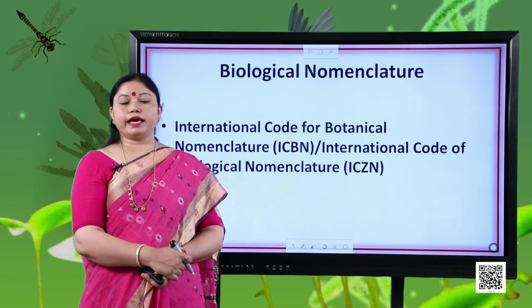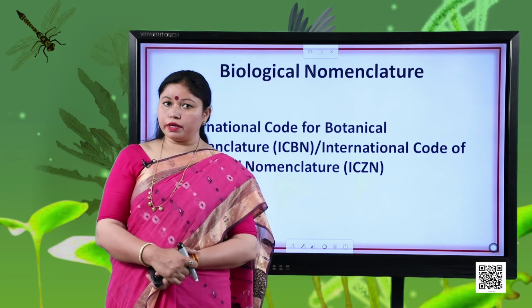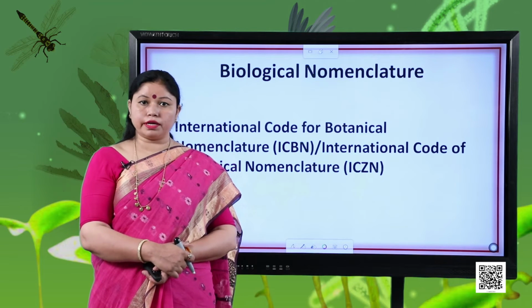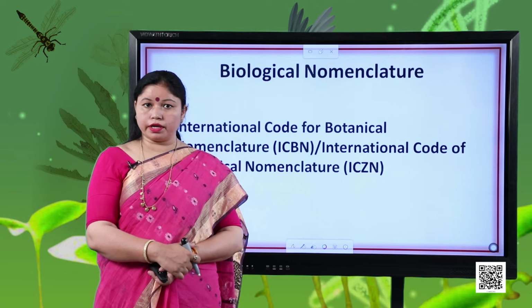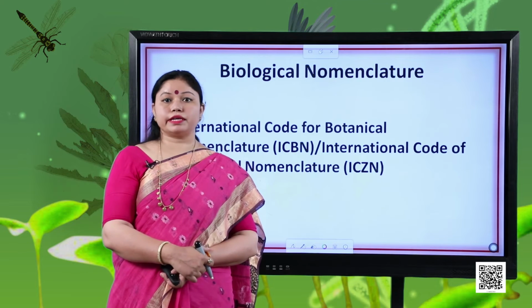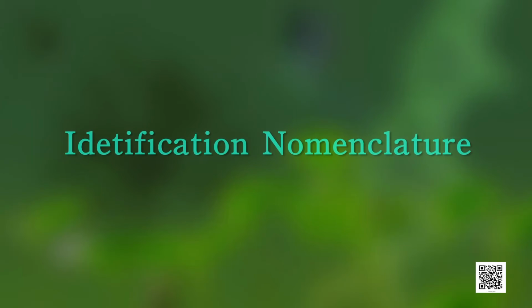universally accepted. A name should be given to an organism so that when the description is given about that organism, everybody should understand which organism we are talking about. But before assigning the name, we need to describe that organism. That is called identification. And assigning a name to the organism is known as nomenclature.